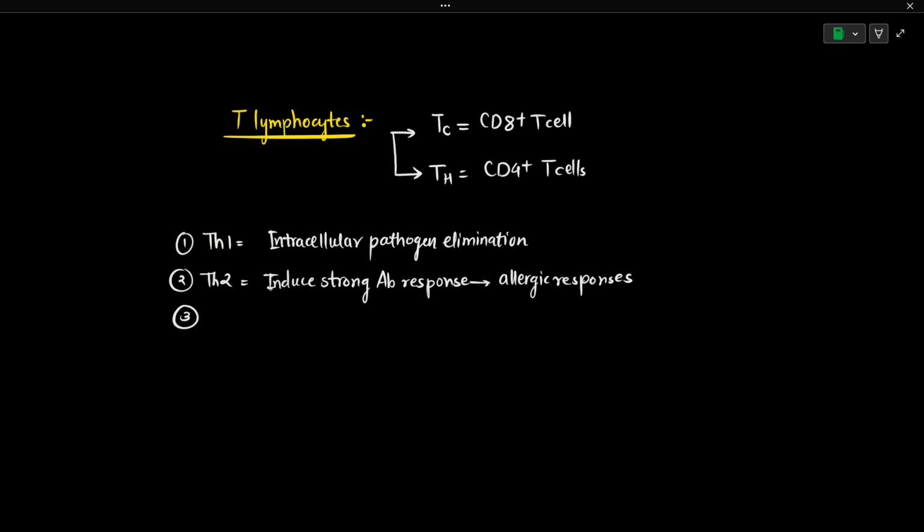Besides those T helper cells, there exist the Th17 cells, Th22 cells, and TFH cells. They also have different roles, such as the Th17 cell. This promotes inflammation, and this also promotes autoimmune diseases.